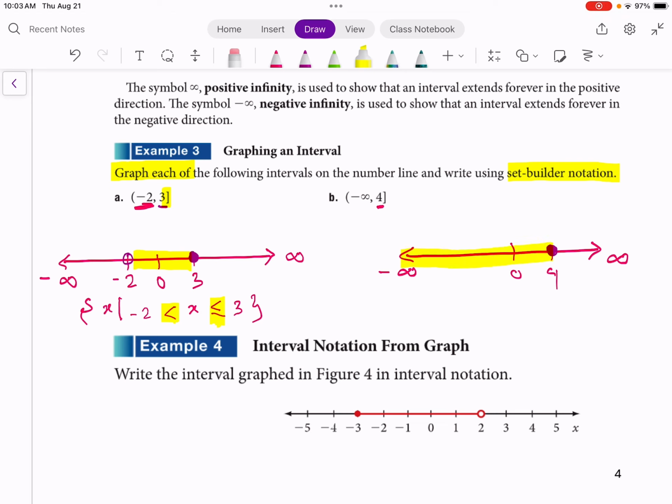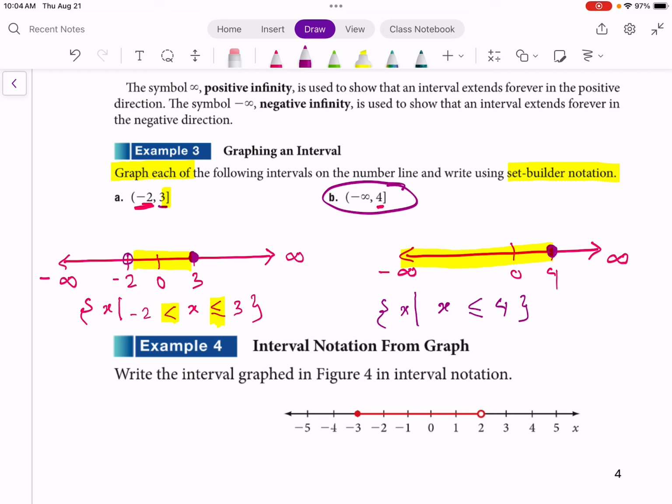So this is our graph, and in set builder form, we have x such that x is less than or equal to positive 4, since we have a closed circle here. So every number which is less than or equal to 4 is in this set.